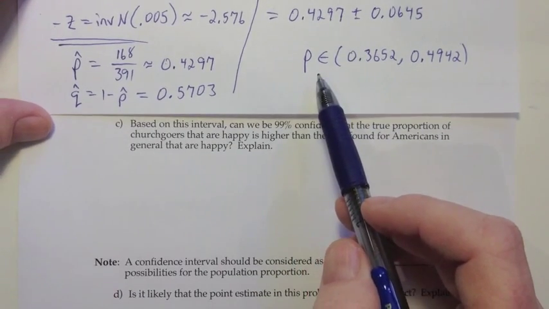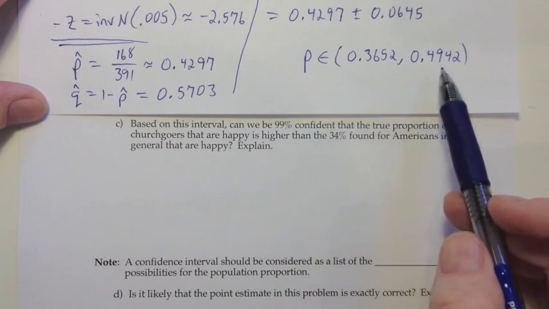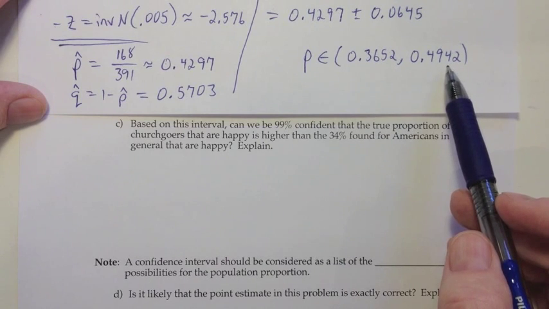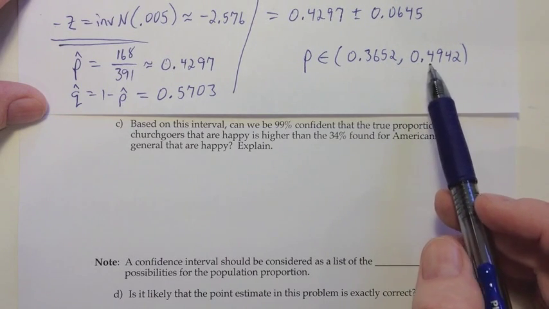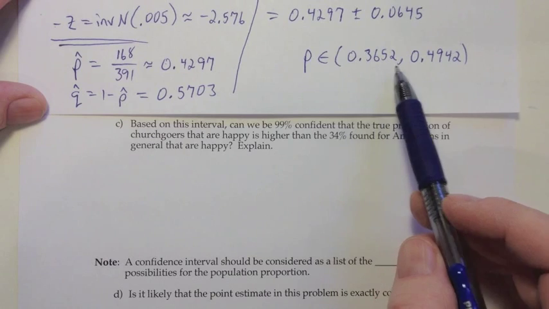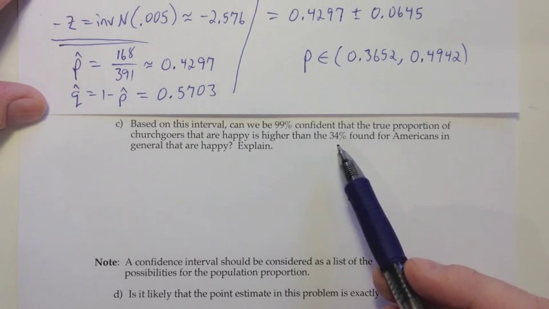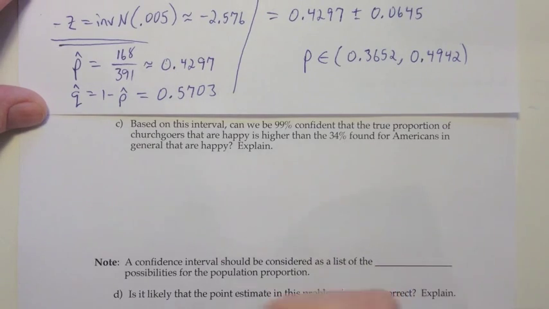So there's that interval, and just talking it through, and then I'll write it out. If the proportion of churchgoers that are happy is somewhere in this range, then it could be as low as 36.5%, or as high as 49.5%, or anywhere in between. But if you're in between 36.5 and 49.5, then you're higher than 34%. So it does look like we can say yes to that.